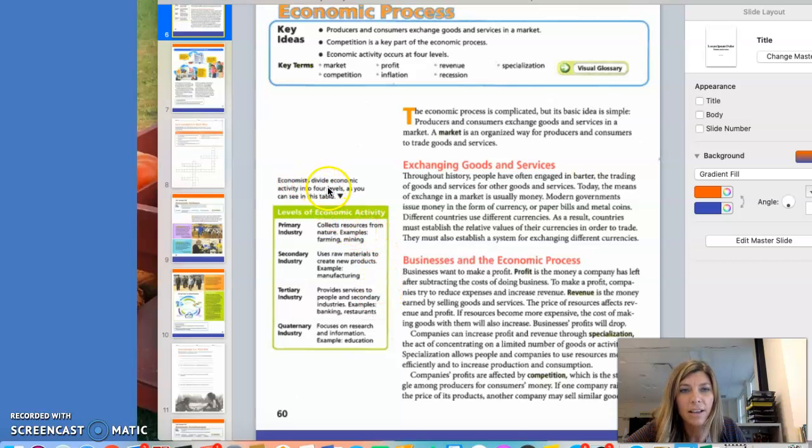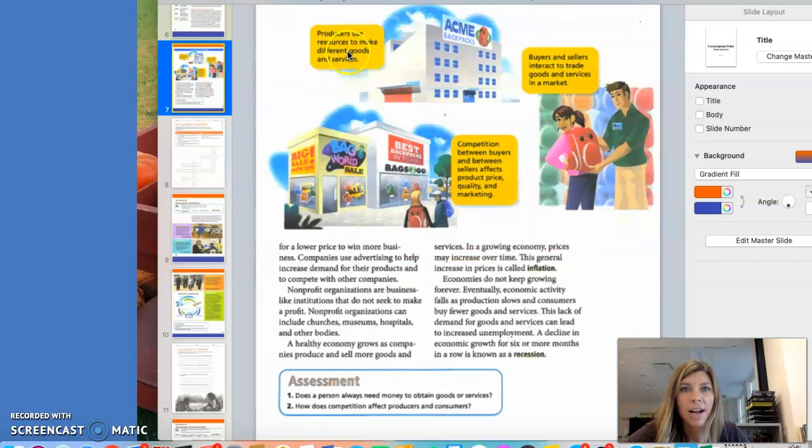So it says economists divide economic activity into 4 levels. So that's what I was just explaining. If you look here, this talks a little bit about what would happen at a market. So here's Acme, for example. It says producers use resources to make different goods and services. Competition between buyers and between sellers affects product price, quantity, quality, and marketing. And buyers and sellers interact to trade goods and services in a market. So this all is based on what kind of economy that we have.